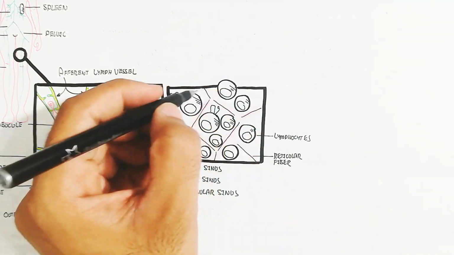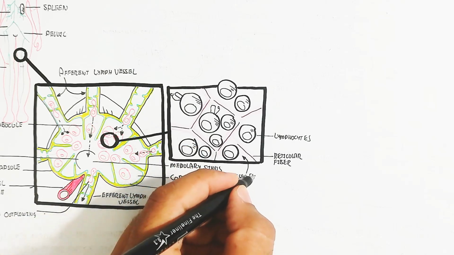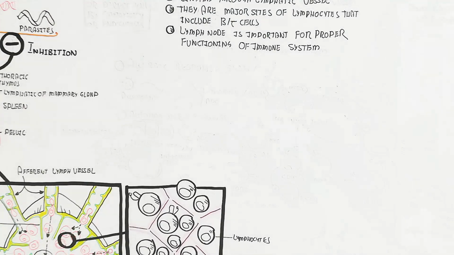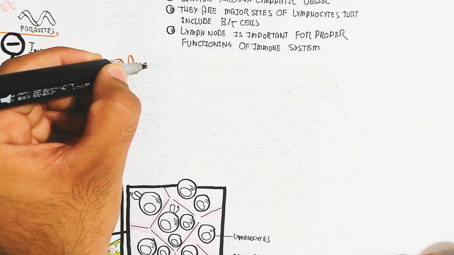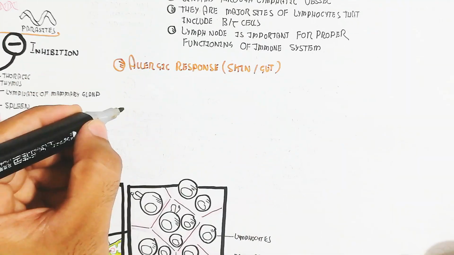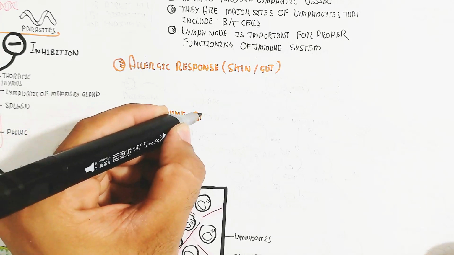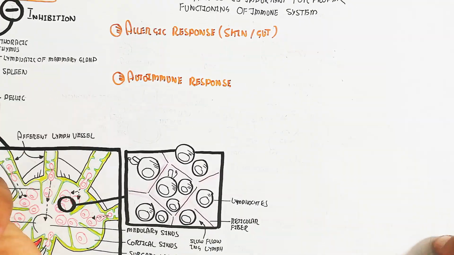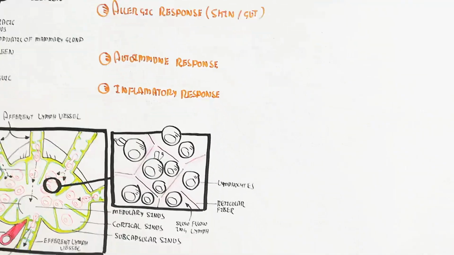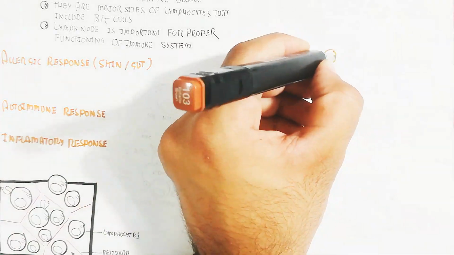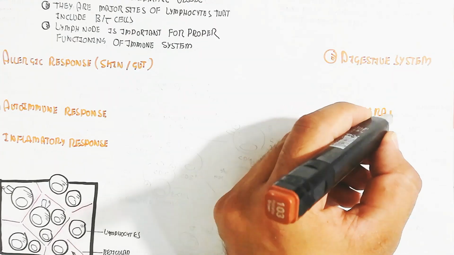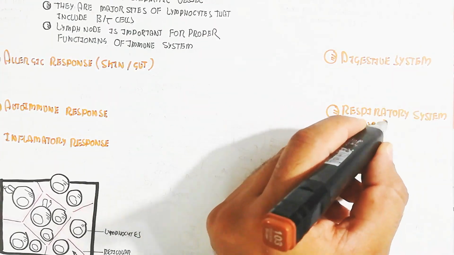This is the bigger picture, and this is known as the lymphocyte, and the reticular fibers are present. The slow flow of the lymph leads to the presentation of the antigen by the antigen presenting cell to the T lymphocyte and B lymphocyte. The allergic response in skin and gut, the autoimmune response, as well as the inflammatory response, are all directed toward the lymph node, and likewise the digestive system, respiratory system, and circulatory system.